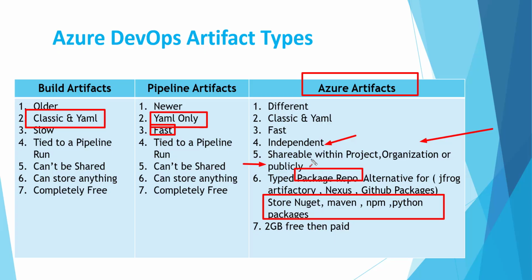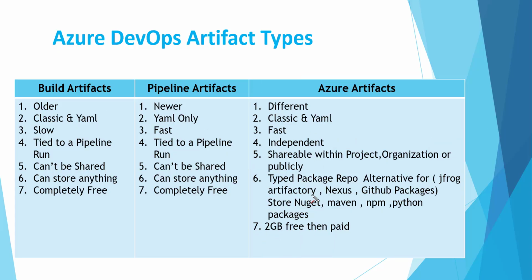But there is a limitation. You have only 2 GB free to store your Azure Artifacts packages. Then you must pay. So it is completely different. Here in Azure Artifacts you store your packages, your NPM packages, your NuGet packages. You are not storing the build artifacts like in the pipeline artifacts and the build artifacts. So that is the difference between the three of them.